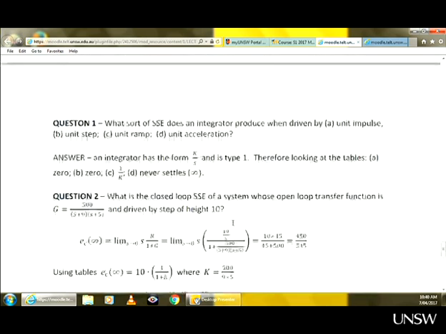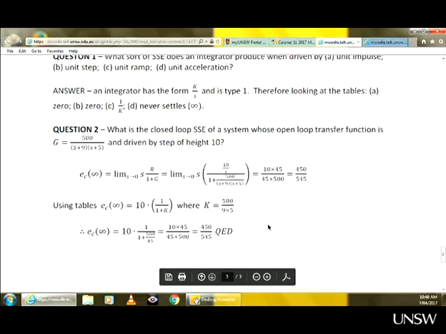Okay, question 2. What is the closed-loop steady-state error of a system whose open-loop transfer function is, now you have real numbers here, 500 over (s plus 9)(s plus 5). Now, from what I can see here, this s should actually be a lowercase s to avoid any confusion. So it's small s, and driven by a step of height 10. So let's see how a non-unit input changes the steady-state error. So far, we always had a unit step, unit ramp, unit impulse, unit acceleration, anything.